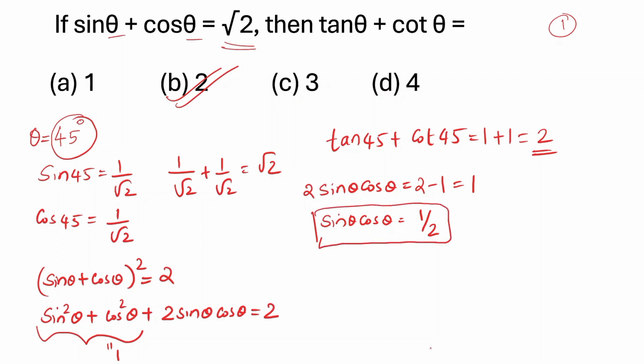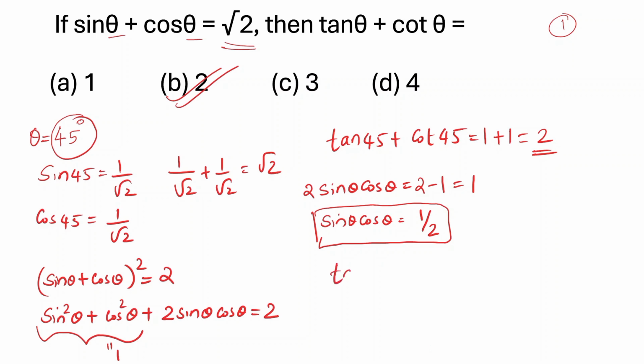But I don't prefer this method because it takes so much time, right? In the first method, in less than 30 seconds, you got the answer as 2. But here it consumes much time. So sin theta cos theta equals half.